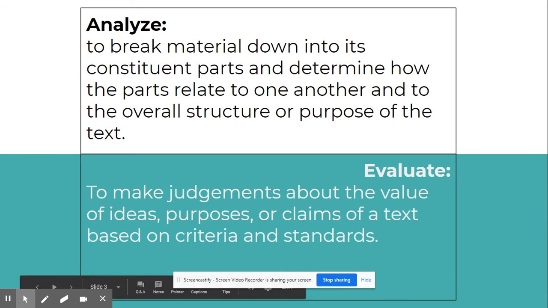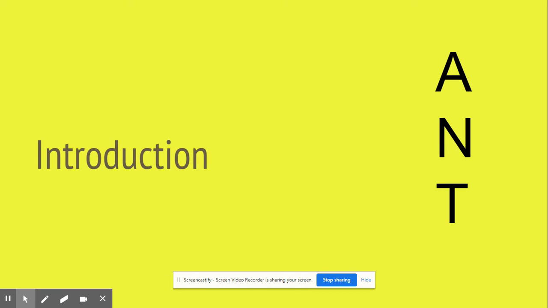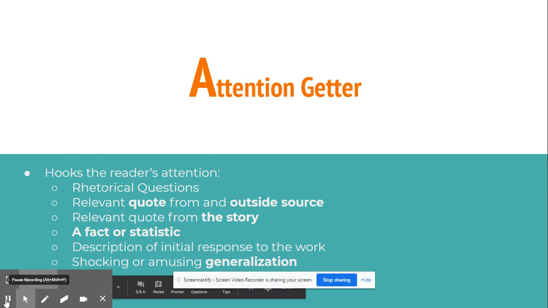Okay, now we're just going to focus on the introduction part. So the A-N-T of our formula. So first things first is the A. The A stands for attention getter. You've probably heard it called a hook before.